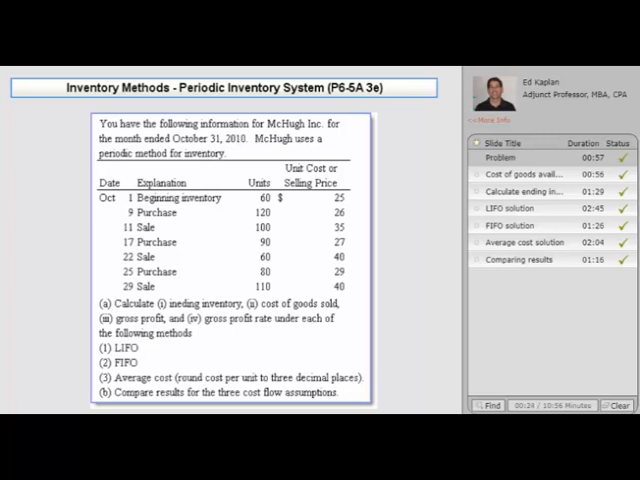And we've got the units as well as what the selling price was or the cost. And the cost relates to purchases and the selling price relates to sales. And then we're asked to calculate ending inventory, there's a typo there, cost of goods sold, gross profit, and gross profit rate under each of the following methods: LIFO, FIFO, average cost, and then compare results for the 3 cost flow assumptions. And when you use average cost, they've told us to round the cost per unit to 3 decimal places.